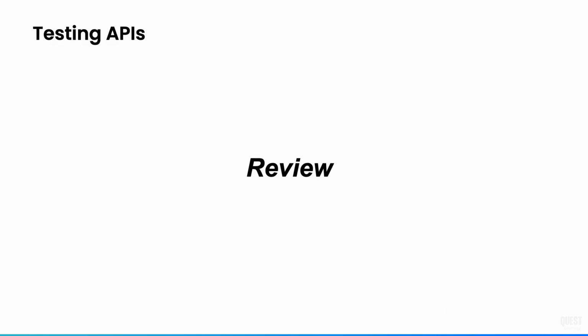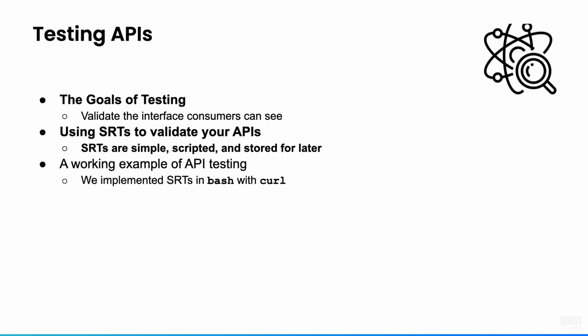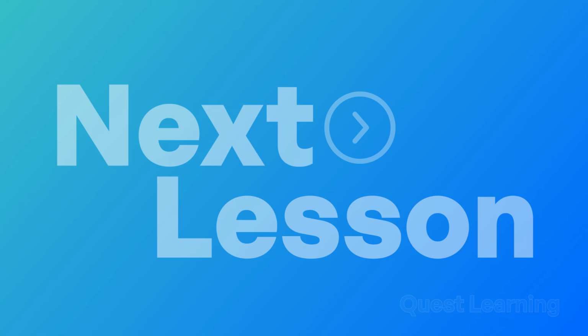All right, let's review what we've learned in this module. The goals of API testing are to validate the interface, not the code. We're going to use simple request tests to validate our APIs because they're easy, they're scripted, and we can store them for later. And we looked at a working example of an SRT set of API tests that we implemented using Bash with curl. And that is testing your API.